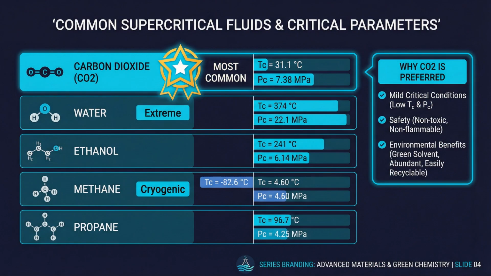Many substances can become supercritical, but their critical conditions vary dramatically. Carbon dioxide is by far the most commonly used, with a critical temperature of just 31 degrees Celsius and pressure of 7.38 megapascals. These mild conditions make CO2 accessible and safe. In contrast, water requires extreme conditions, 374 degrees and over 22 megapascals. Ethanol and propane have intermediate critical points. The choice of supercritical fluid depends entirely on the application. CO2 dominates due to its accessibility, safety, and environmental benefits.